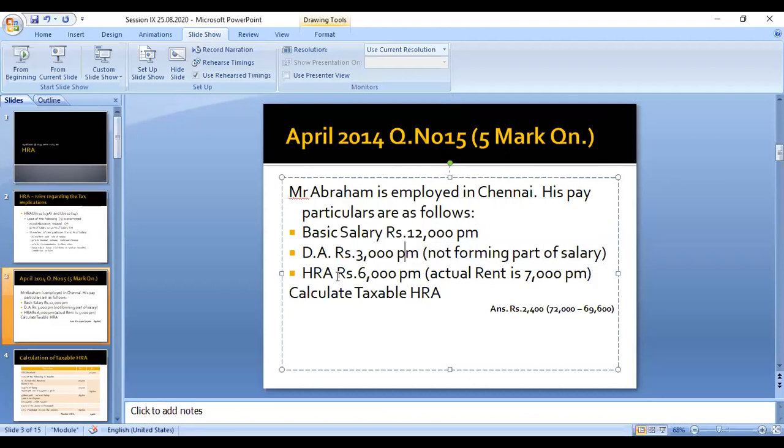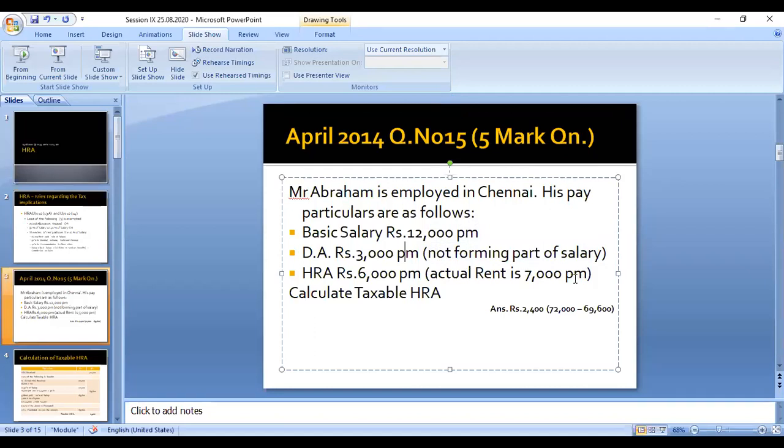And the next one is HRA, house rent allowance. That amount is 6,000 per month. In this case, he received 6,000 from the employer, but the actual rent he paid is 7,000 per month.